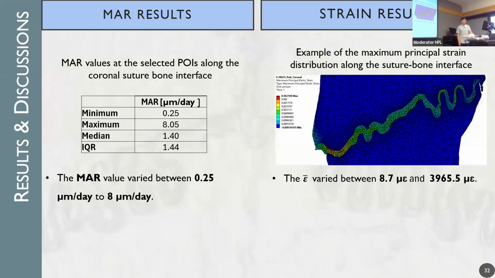Okay, here are the results. First, the mineral adaptation rate varied between 0.25 and 8 microns per day. The bone was growing by that much. On the other hand, the energy equivalent strain varied between 8.7 microstrain and almost 4,000. So there was big variation.